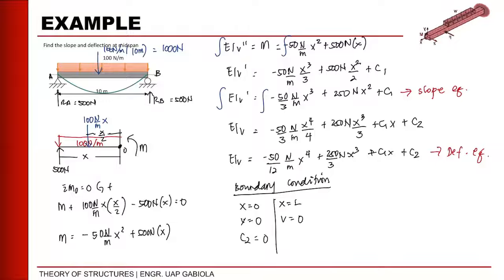So v is equals to 0. So ano mangyayari? Substitute natin dito yung 0 na v and then si L dito. So we have 0 is equals to negative 50 over 12 Newton per meter L to the fourth plus 250 over 3 Newton L cube, plus C1 L. Okay?